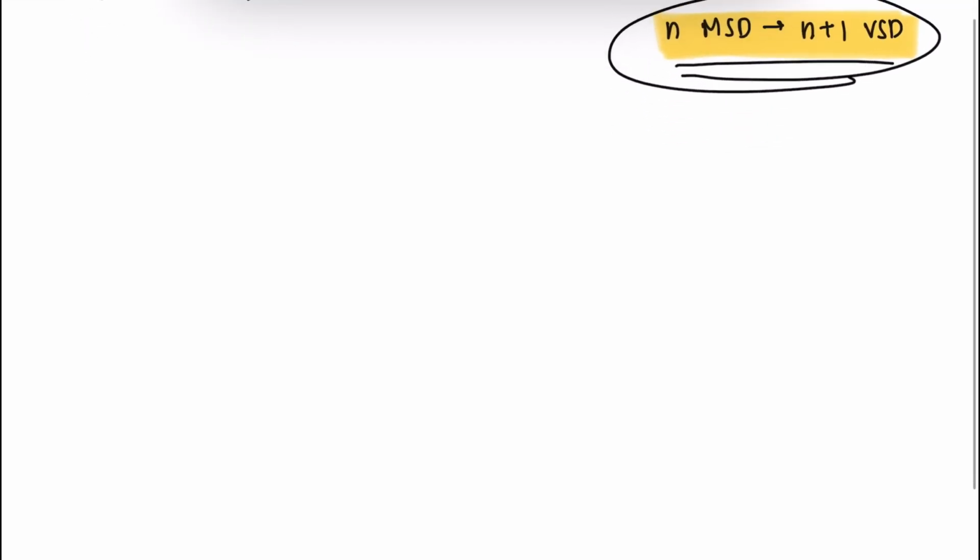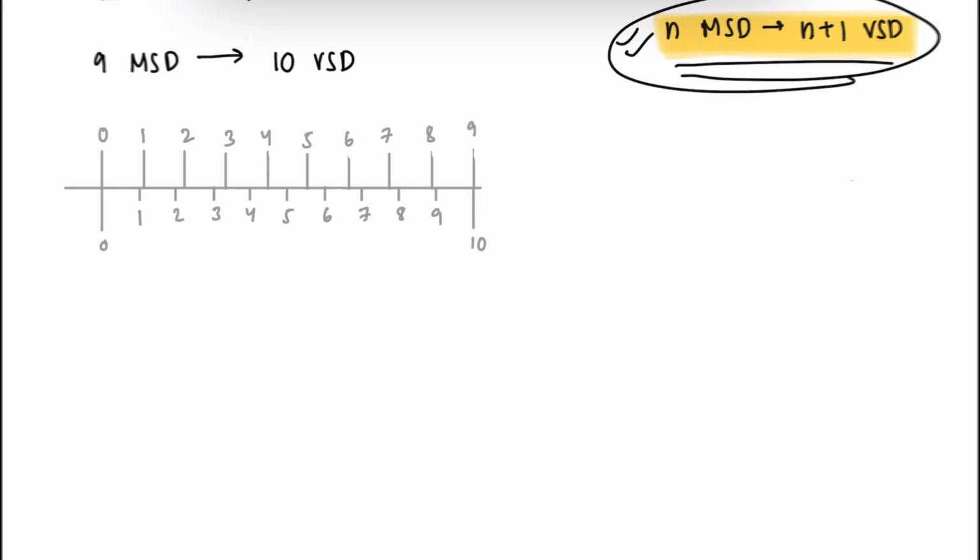So let's get started. Just to prove this one right here, I'm going to take the simple example that we always take, which is 9 MSD coinciding with 10 VSD. So here's the drawn out scale right here. So obviously we can see that there are 9 main scale divisions coinciding with 10 Vernier scale divisions. And this is in the form of n and n plus 1.